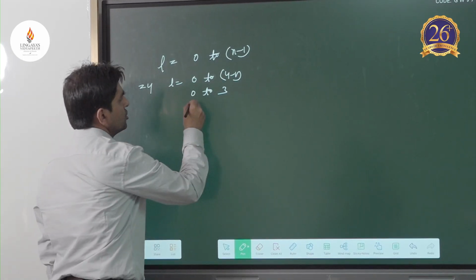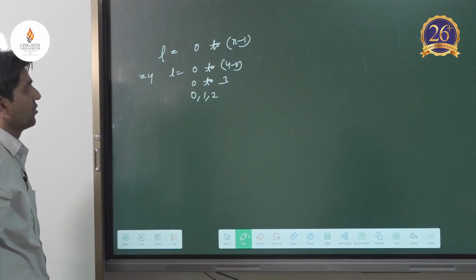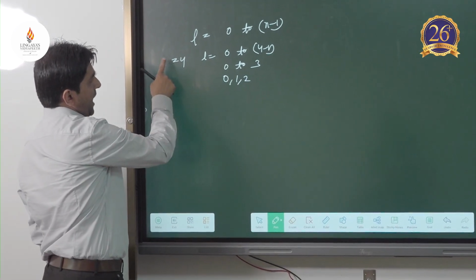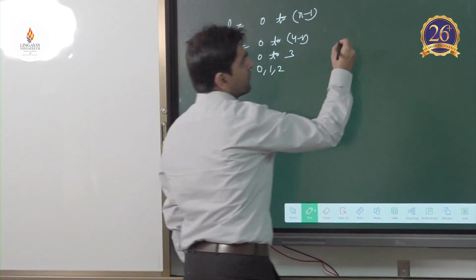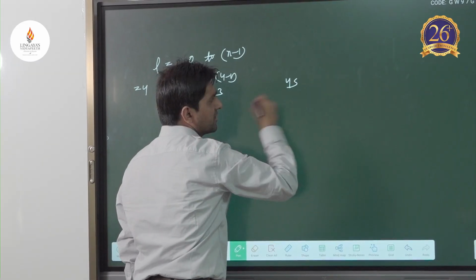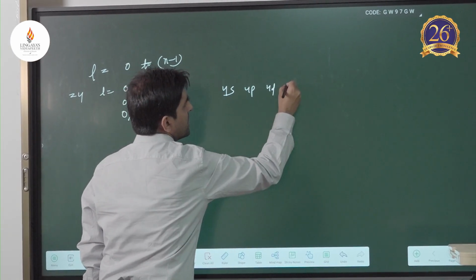It means 0, 1, 2. Now you can verify. N equal to 4, it means we have a fourth shell. In the fourth shell, maybe 4s, maybe 4p, maybe 4d, and maybe 4f.